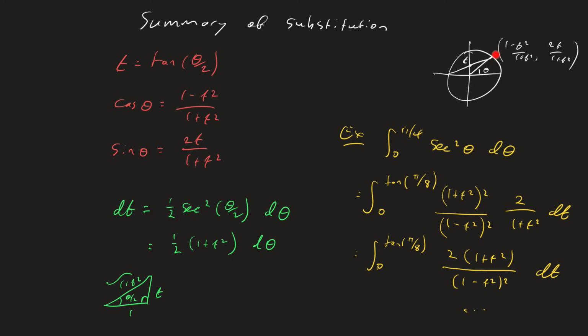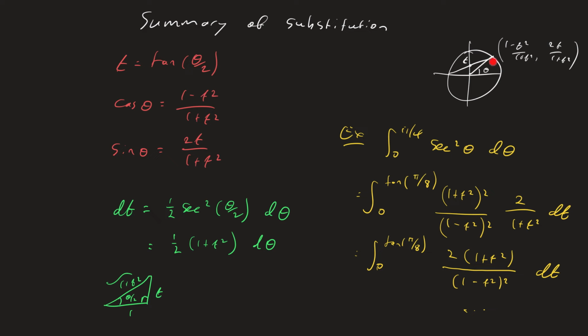Here's our basic picture to remind us of what we're doing. Rather than parametrise the circle using cos theta, sine theta, we're going to parametrise the circle using 1 minus t squared on 1 plus t squared, comma 2t on 1 plus t squared, where t is the point where this line passes through. The relationship between the two parametrisations is given by t equals tan theta on 2.